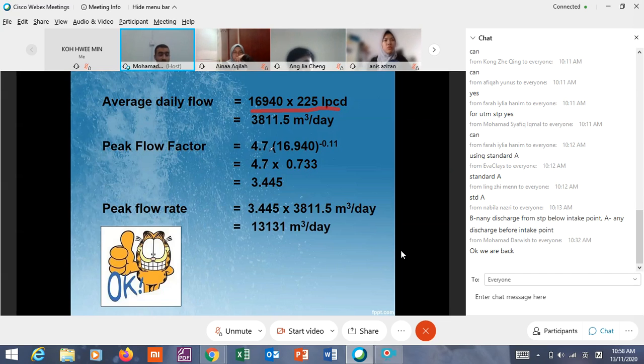Peak flow factor equals 4.7 times PE in thousands to the power minus 0.11. You can see here this is the PE, and this is the PE in thousands. The peak flow factor is 3.445. So the peak flow rate is PFF times average daily flow, and that gives us the final answer, which is 131.